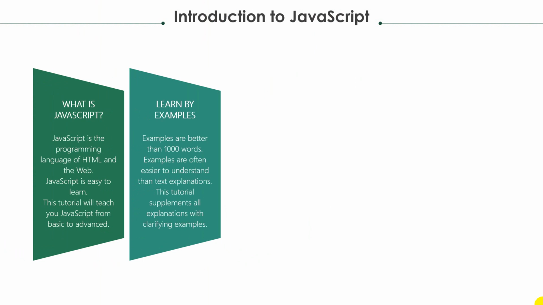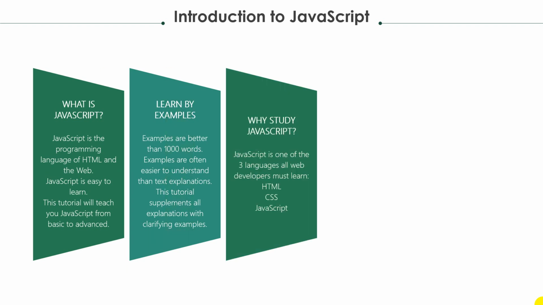The next thing is learn by examples. Examples are better than thousands of words. Examples are often easier to understand than text explanation. Whatever I am going to explain to you, there will be some text, but until you perform it by yourself, with your own examples, you're not going to understand it clearly. This tutorial supplements all explanation with clarifying examples.